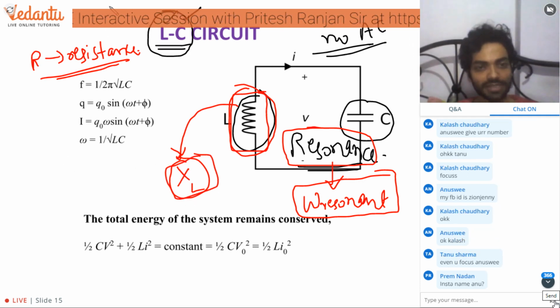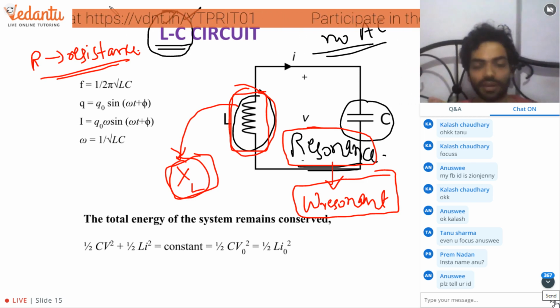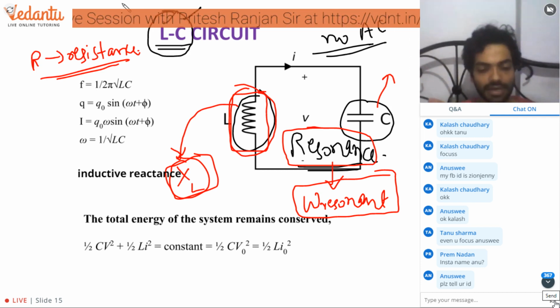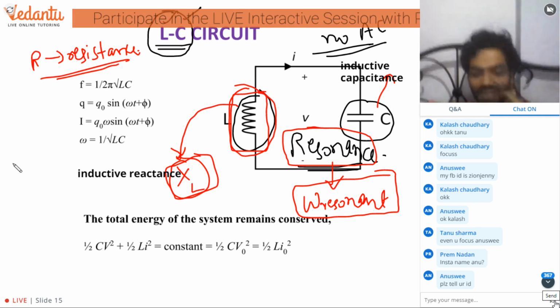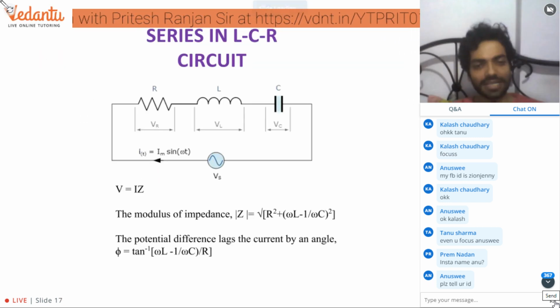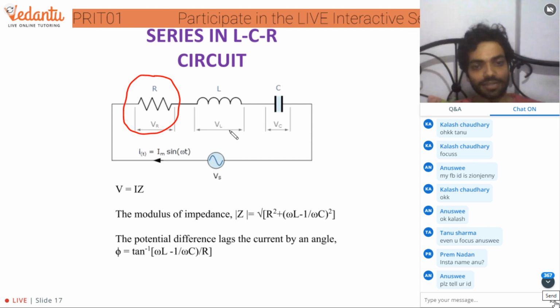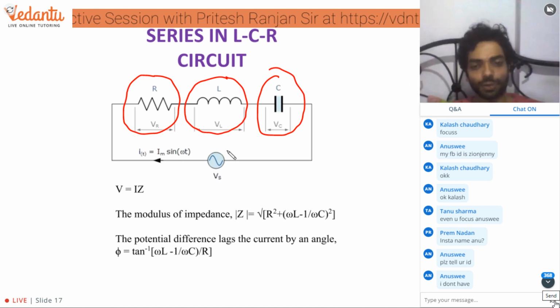So let me write down the term inductive reactance. Similarly, the resistance offered by a capacitor is what we call capacitive reactance. So guys, now it would be very clear to you that if I use all three circuit components, L, C and R, in series, here as you can see, I have connected all these three components: R resistor, L inductor, C capacitor. I have connected them in series through an AC source.